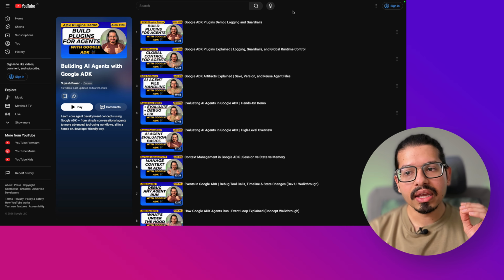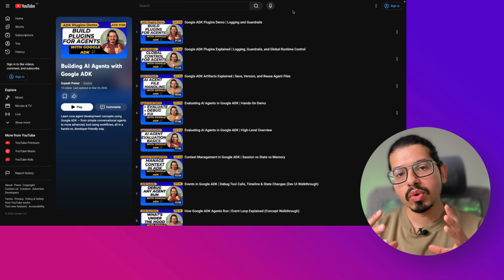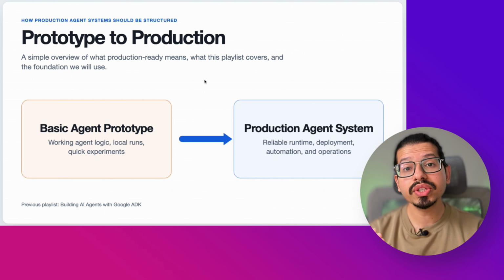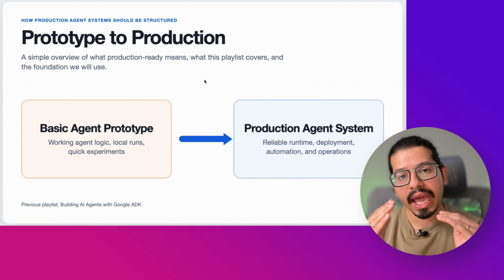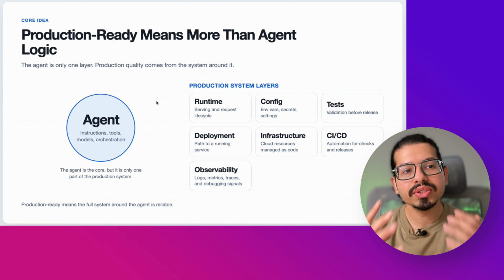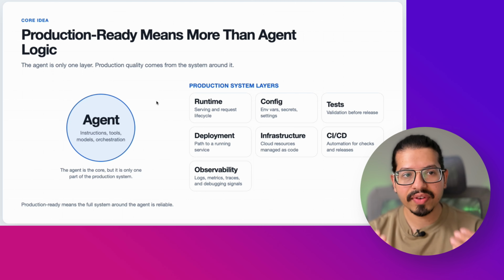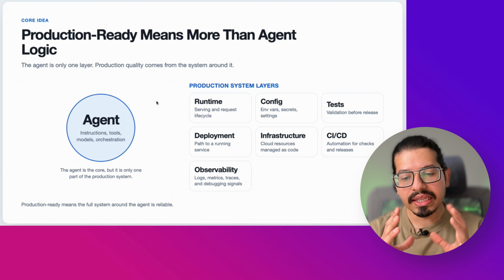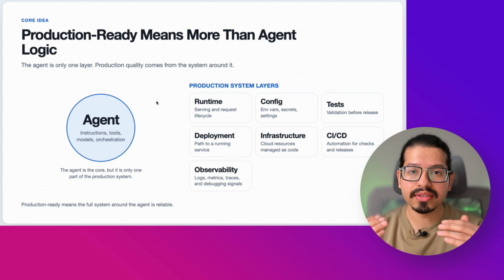But I believe it's a good point now to move from just prototype concepts to production concepts, and that is what this playlist is about. This video is an introduction to the playlist. We will look at what production ready actually means and what we will be covering as part of this playlist. Production ready does not just mean a working agent or an agent file, right? It means the full system around the agent. The agent is still the core, but the surrounding layers are what make the system production ready.